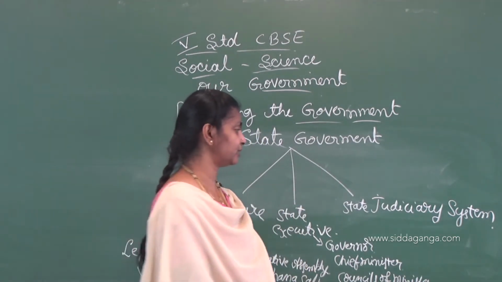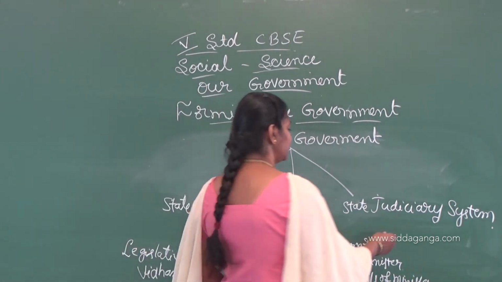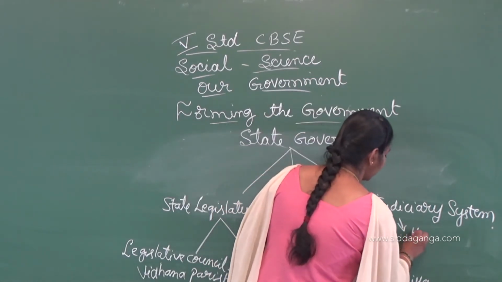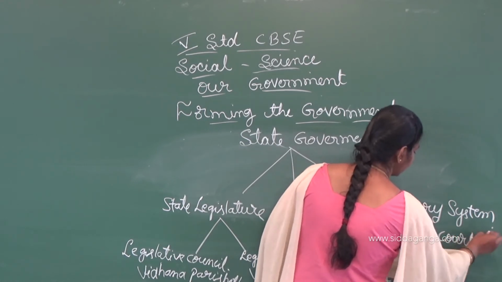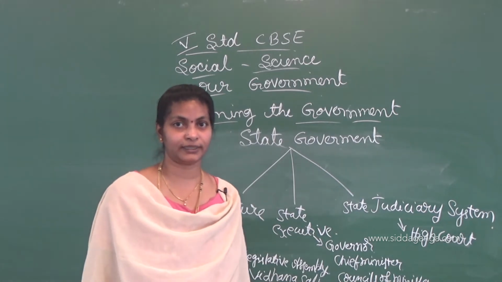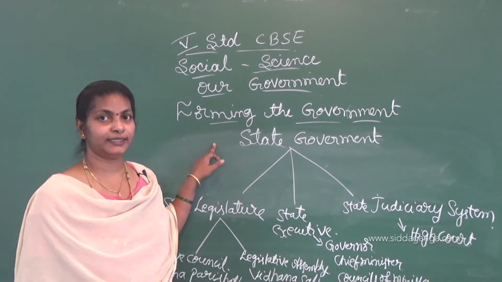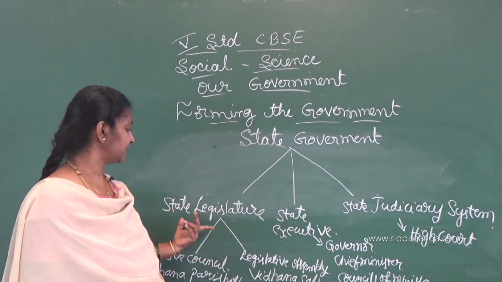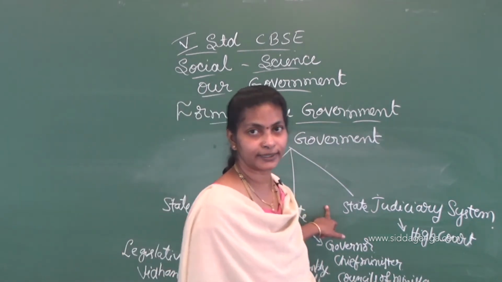Next, the judicial system is the High Court. The High Court is one of the highest courts in the state. In this way, the state government exercises its power through three wings: the state legislature, state executive, and state judiciary system.